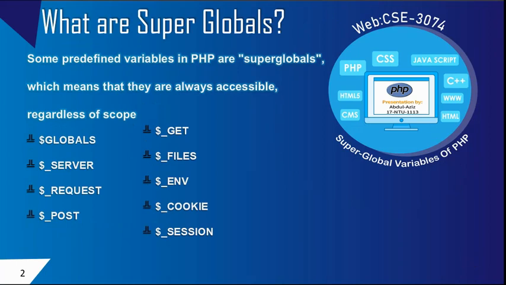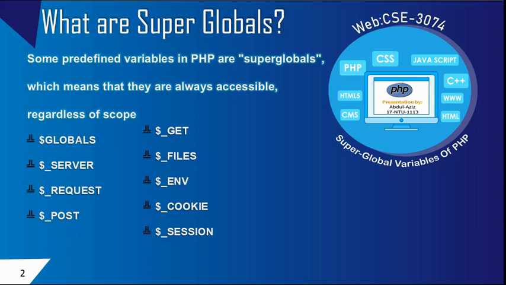Some predefined variables in PHP are called super global variables, which means they are always accessible regardless of any scope. We can access them from any function, class, or file without having to do anything special. Regardless of scope, there are some global variables that are widely used for development in PHP. So here are some.